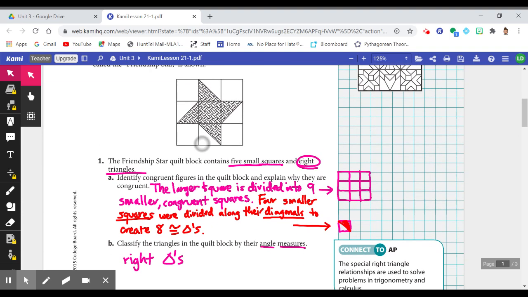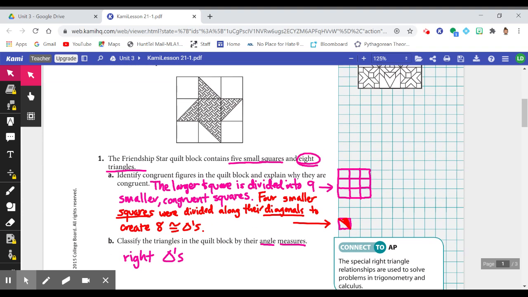So number one, the friendship star quilt contains 5 small squares. And I want to reiterate that we are dealing with squares, and the 5 small squares we're talking about are this one, the one in the middle, and these 2. And 8 triangles, and hopefully you can observe that here. You might have only seen 4, the ones with the actual pattern, but the ones without the pattern are also triangles as well. So there are 5 small squares and 8 triangles.